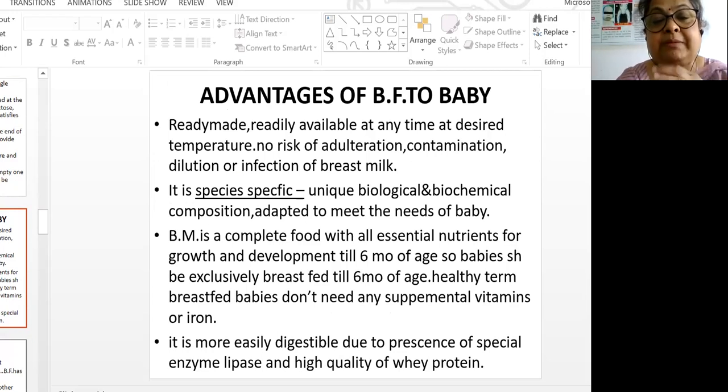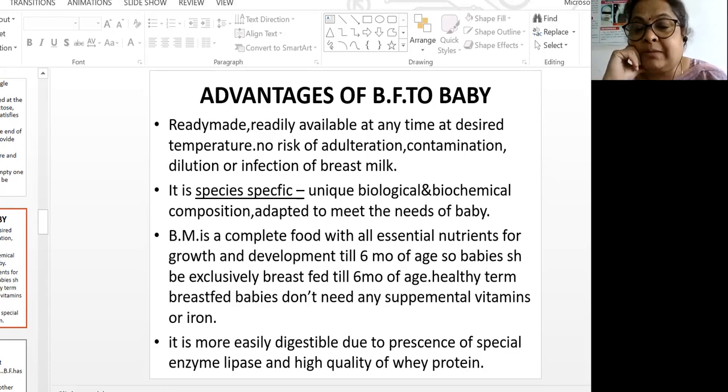For the baby, it is ready-made and readily available at any time at the desired temperature. It is available with no risk of adulteration, contamination, dilution, or infection of breast milk. Second, it is species specific. What is species specific? There are many species, like the goat and the cow. For their children, the cow and the goat produce a composition of milk which suits their needs. So for human babies, whatever nutrients they need are specifically present in the mother's milk. So it is species specific.